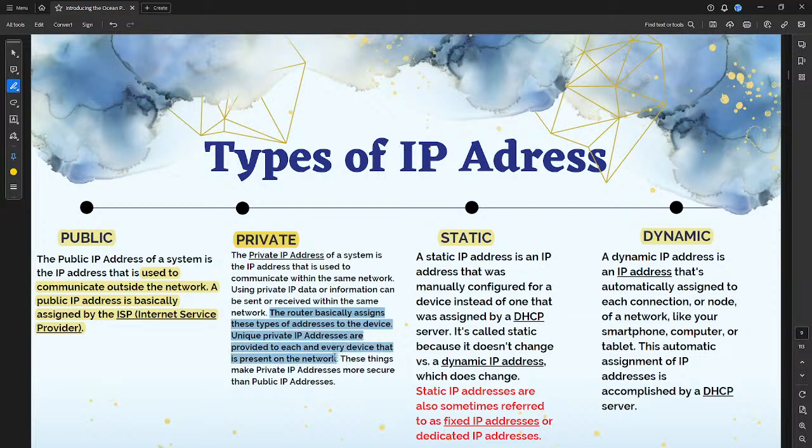You can see right here it says the router basically assigns these types of addresses to the device: unique private IP addresses, provided to each and every device that is present on the network. Now, what is a static IP address? A static IP address is an IP address that was manually configured for a device instead of one that was assigned by a DHCP.